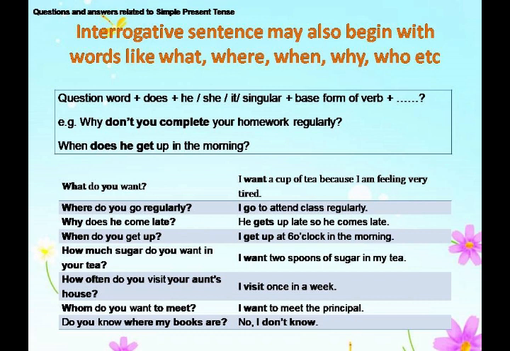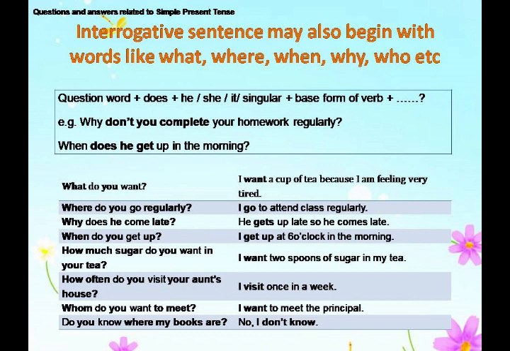If it is anything apart from he, she, it singular, we use do. Okay, why don't you complete your work regularly? So we can say, I don't get time to complete my homework regularly. When does he get up in the morning? He gets up at 6 o'clock in the morning. Okay, so in this I give you more examples. What do you want? I want a cup of tea.